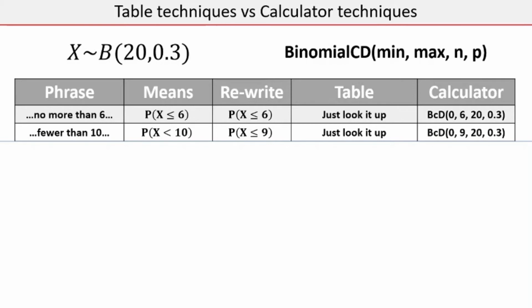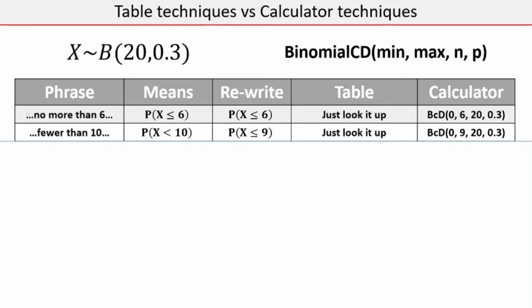Less than or equal to 9 is table ready. If you're using the tables, you can just go ahead and look it up. If you're using your calculator, this means we're interested in all of the values from 0 being the smallest possible value through to 9, and we're going to use n and p of 20 and 0.3. For all of the examples here, we're going to use n and p of 20 and 0.3.